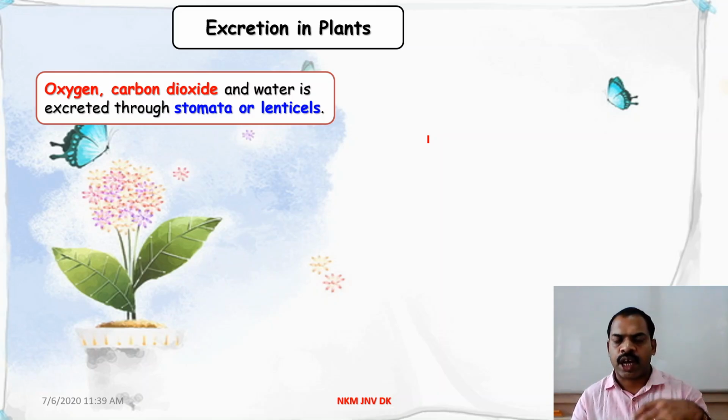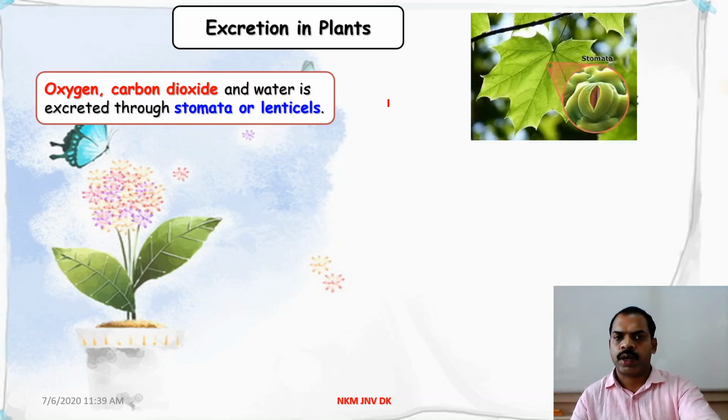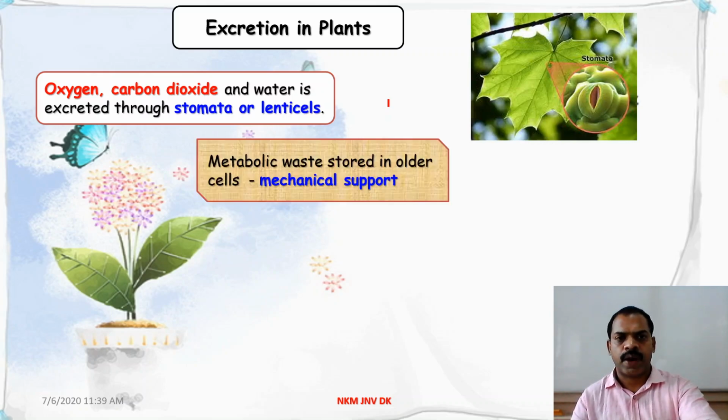Sometimes plants excrete carbon dioxide. When there is no photosynthesis, only respiration is there, the plant starts to release carbon dioxide. And water is released through transpiration, in the form of water vapor. So these releases of oxygen, carbon dioxide, and water happen through stomata or lenticels. Lenticels we already learned, the openings, crack openings in the stem as well as roots. Okay, so the stomata is a good excretory part of the plant.